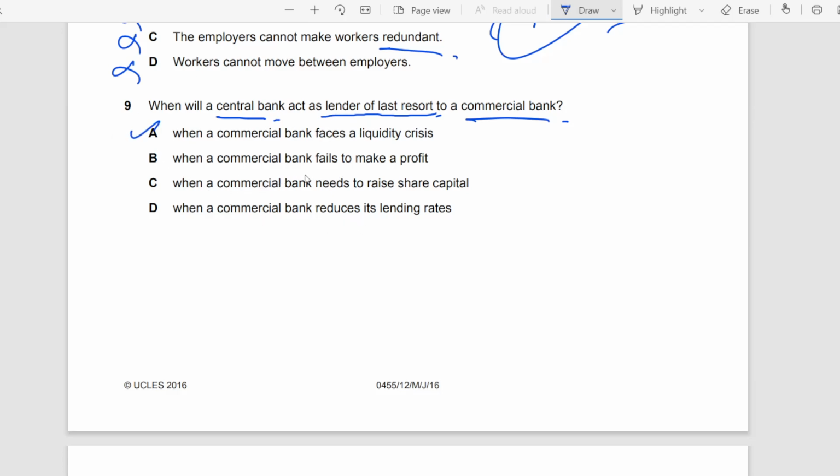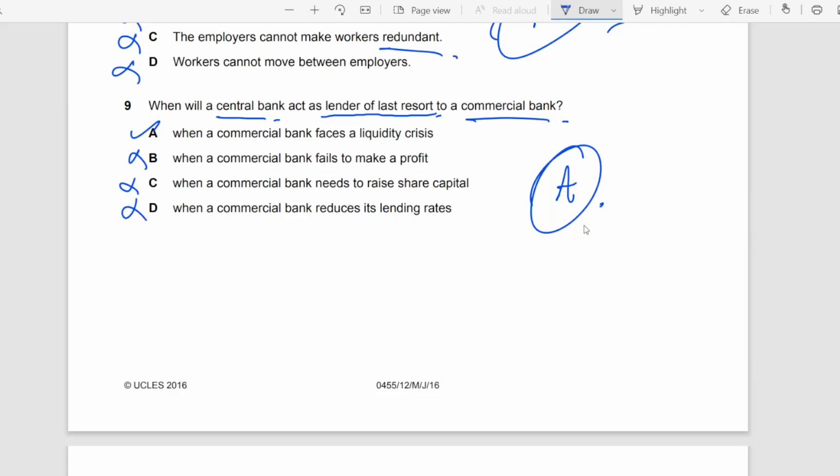When a commercial bank fails to make a profit, no. I mean, no state organization would actually make any form of payment to any organization, whether it's owned by private individuals or the state, only because it's making a loss. No. When a commercial bank needs to raise share capital, no. When a commercial bank reduces its lending rates, no. So all of these options are incorrect except for option A, and the explanation is very simple.